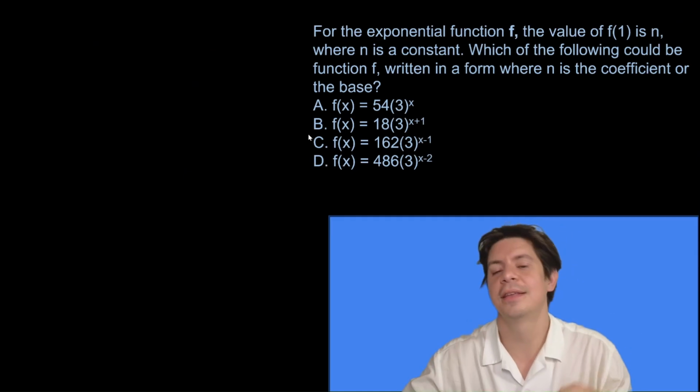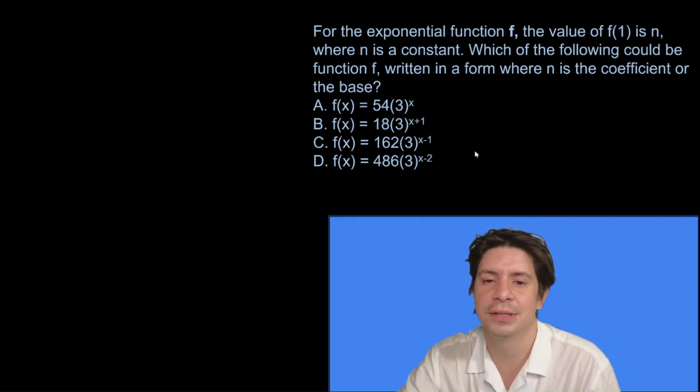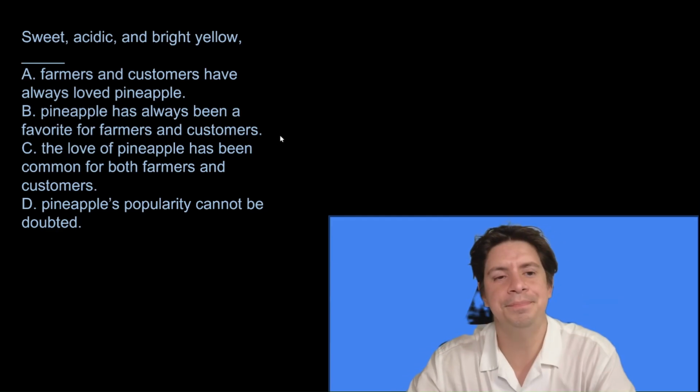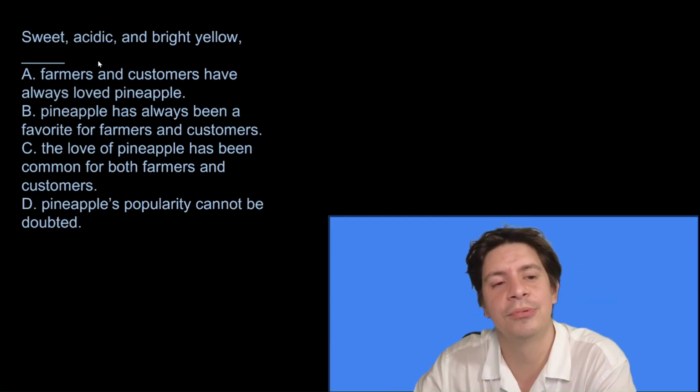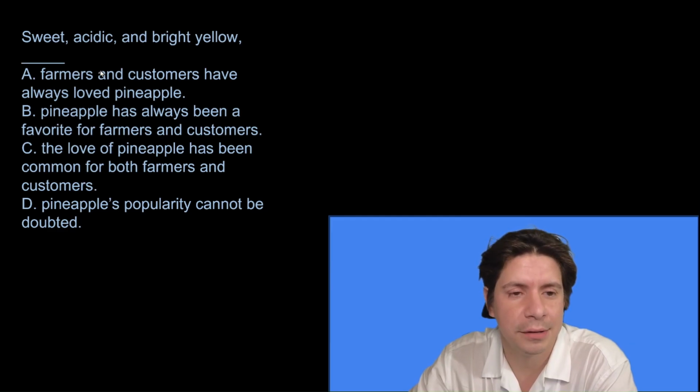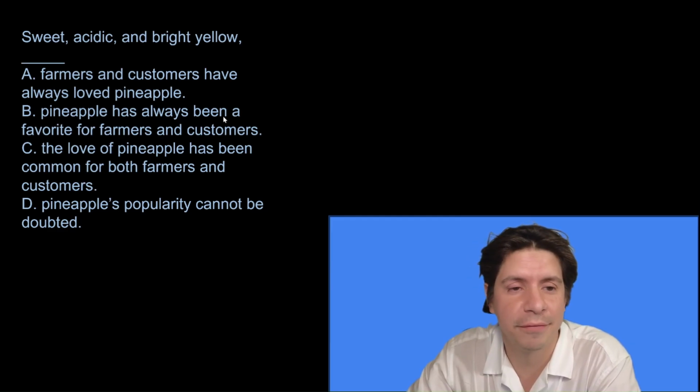And yes, I'm predicting people will see this on the October test. Now I've got 2 grammar questions that I'm envisioning. This one's a weird one. Sweet, acidic, and bright yellow, comma, blank. We have nothing else to go off of.